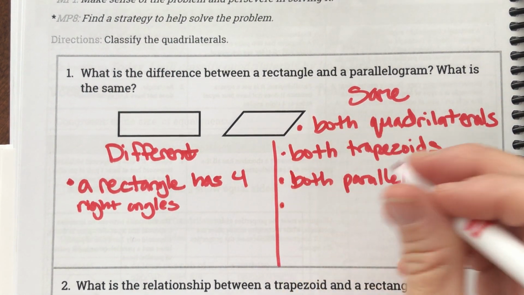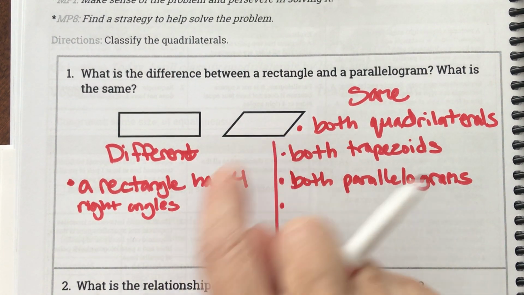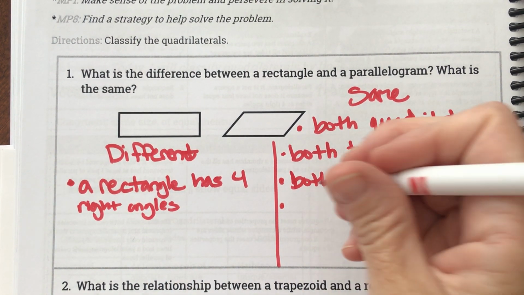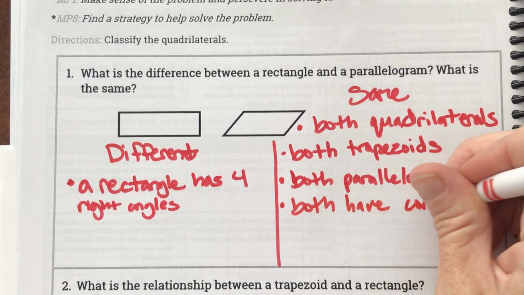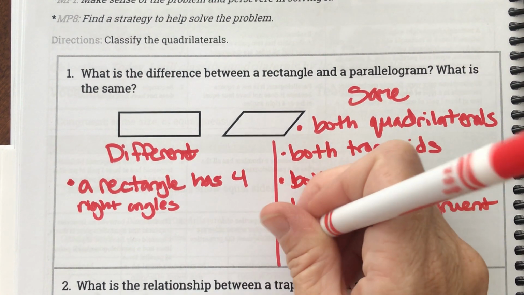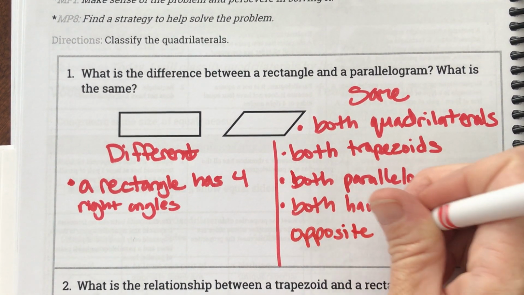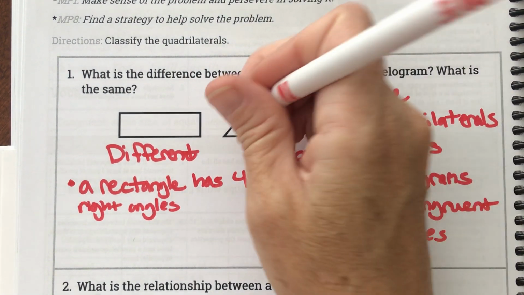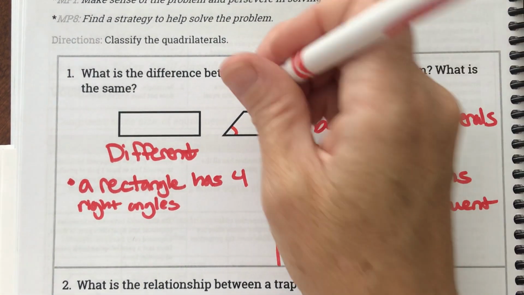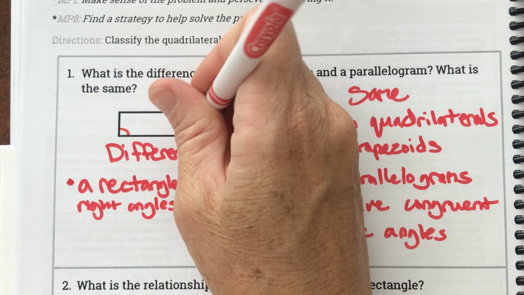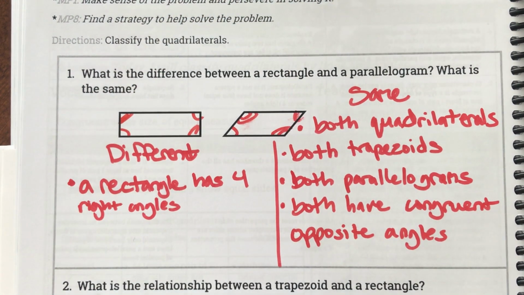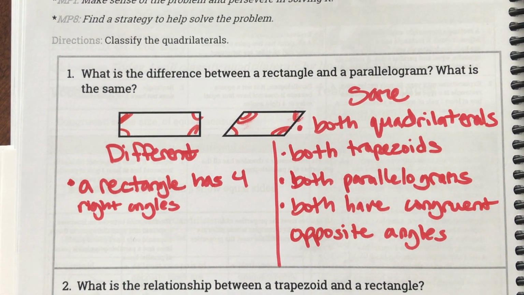What about angles? This has 4 right angles and this doesn't, but couldn't we also say that they both have congruent opposite angles? What do I mean by that? Well, isn't that congruent to that? And isn't that congruent to that? And that's the same for here, that the opposite ones are congruent. So they have a lot of similarities. I really don't see any other differences. There are so many more similarities I could say, actually.